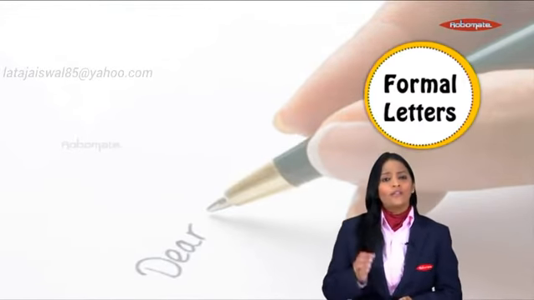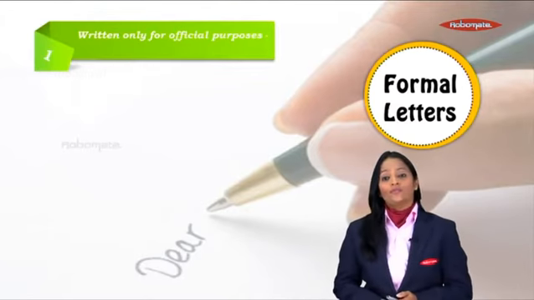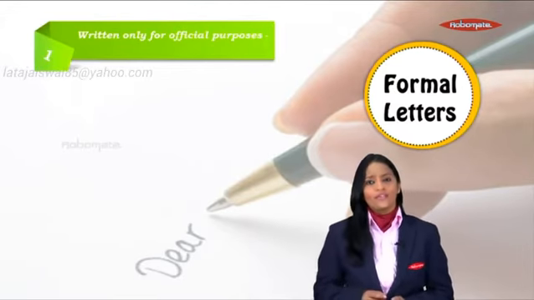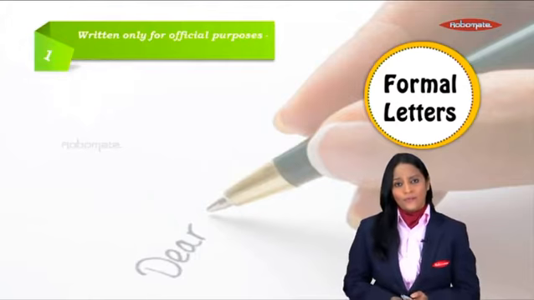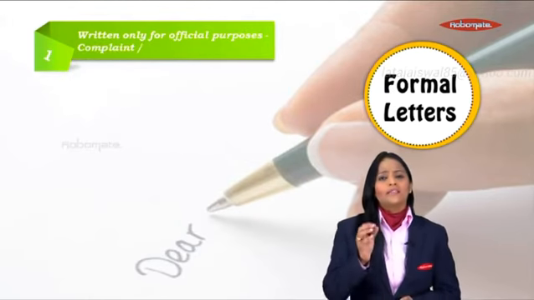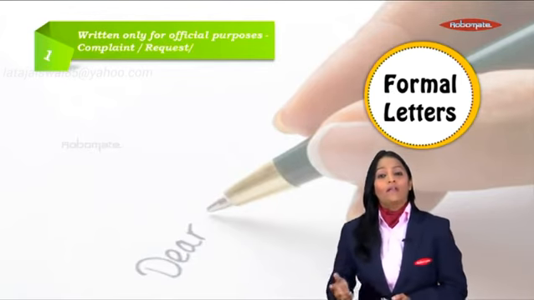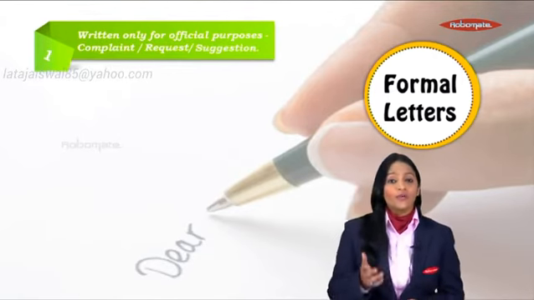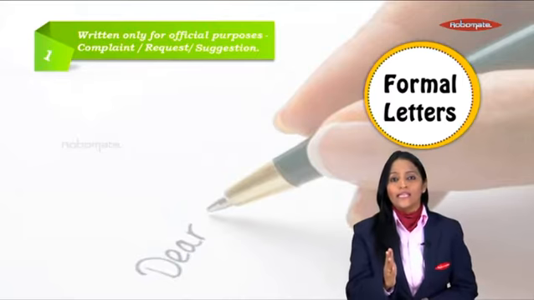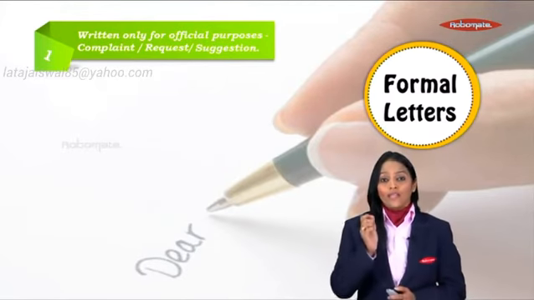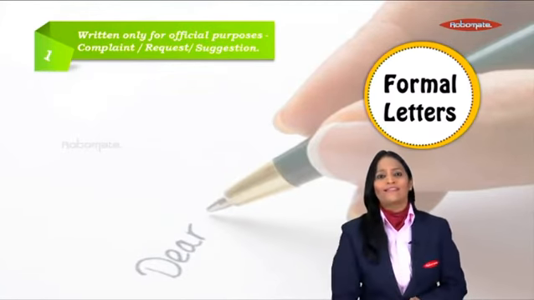Now, first and foremost, the important points that we need to remember. A formal letter is written only for official purposes. That means something which is very formal, like a complaint or a request or a suggestion. And you can see there, complaint, the T makes it a noun. That means you have to write that in the subject.